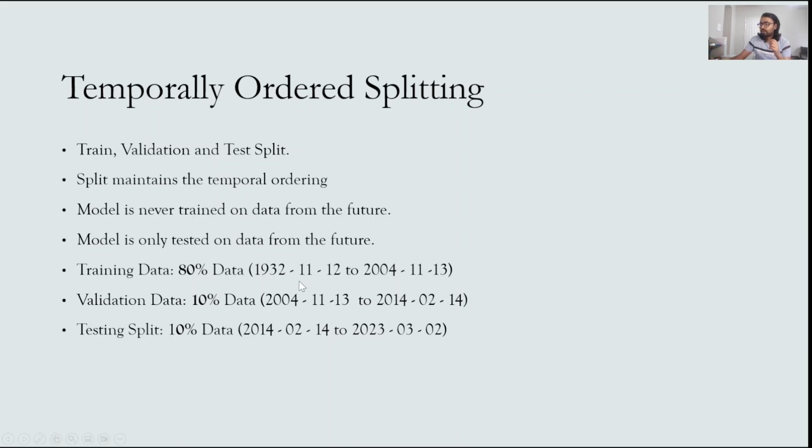So in the data I just talked about, the J17 well, we have data from 1932 to 2023. So I split the time series data into training, validation, and testing with an 80-10-10 split. So 1932 to 2004 I'm using as training data, 2004 to 2014 I'm using as validation data, and from that point forward to March 2023 I'm using it as testing data. So after splitting, these are the three splits on a single graph.